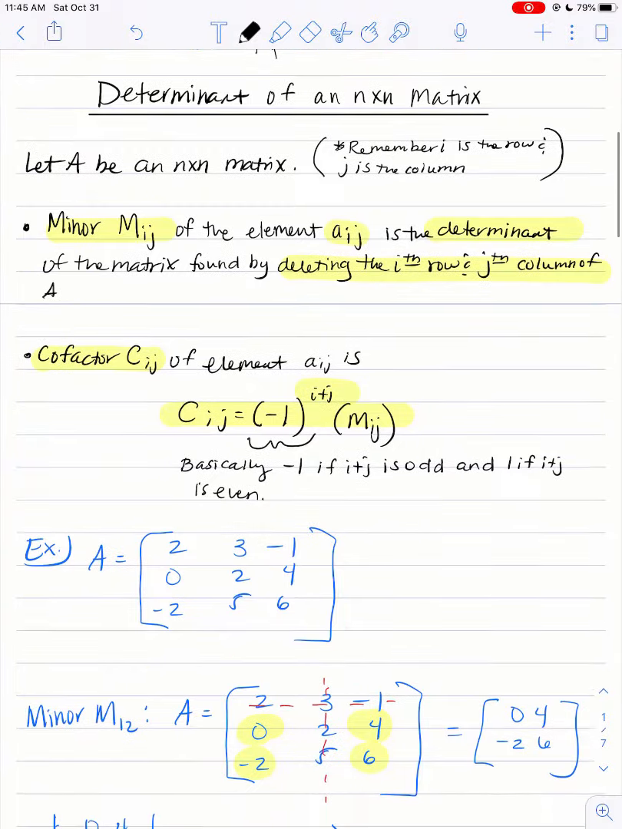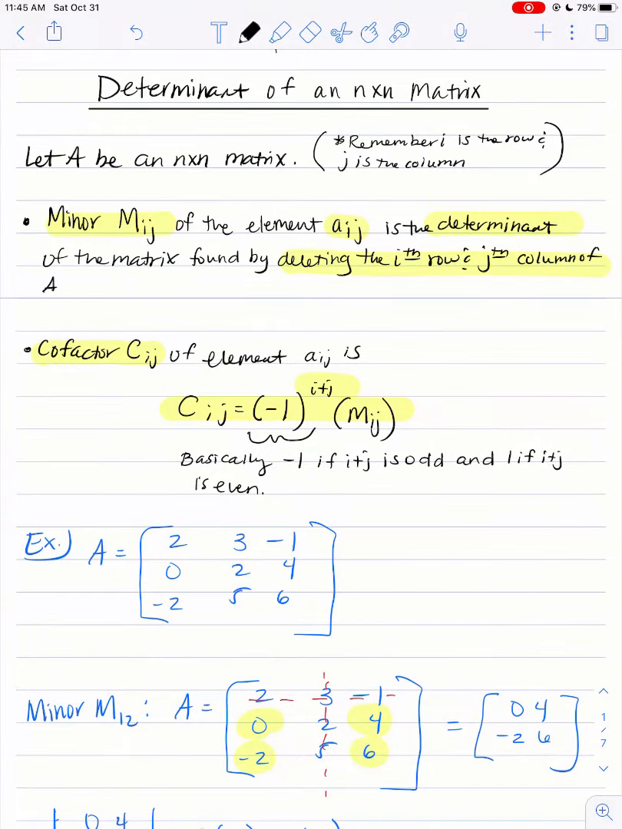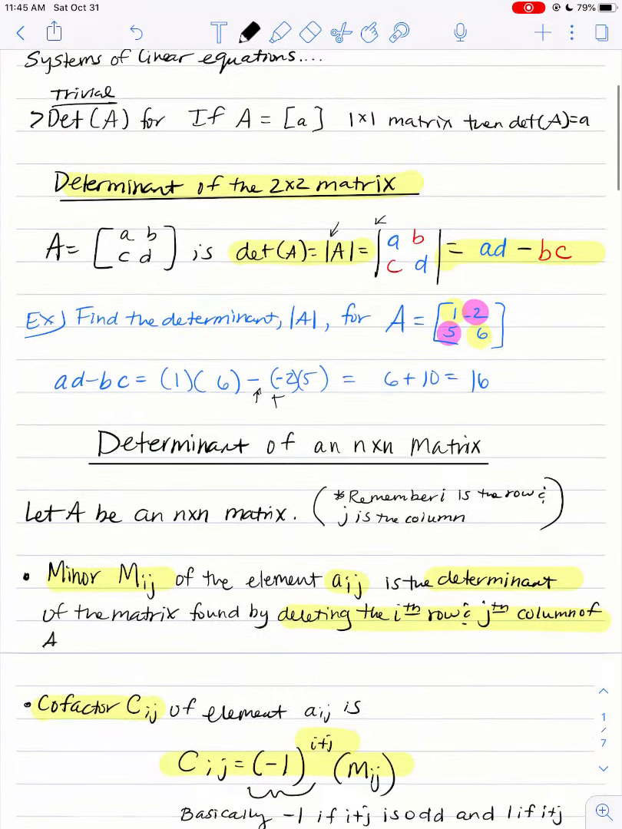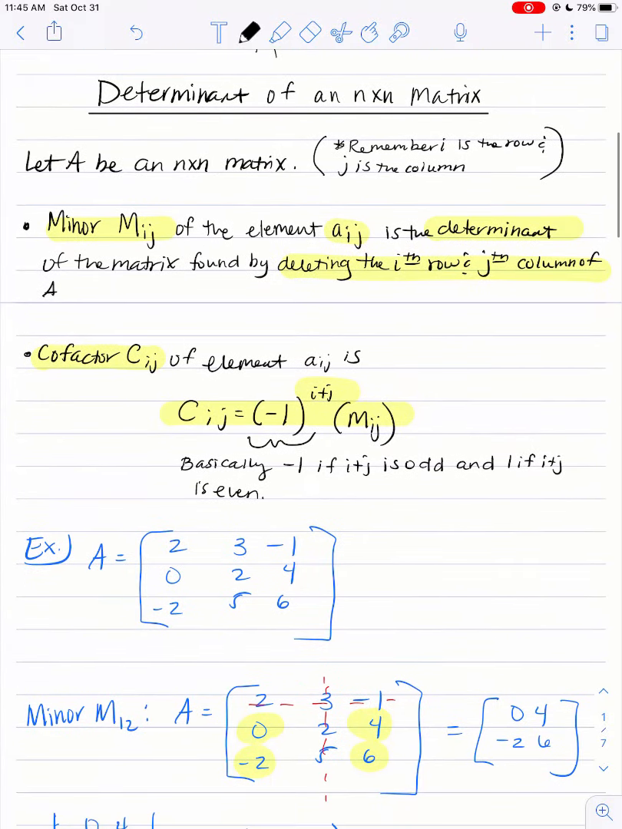Okay, so for the determinant of an n-by-n matrix, because this was for a 2-by-2, let A be an n-by-n matrix, and remember that i is the row and j is the column. The minor Mij of the element aij is the determinant of the matrix found by deleting the ith row and jth column of A.